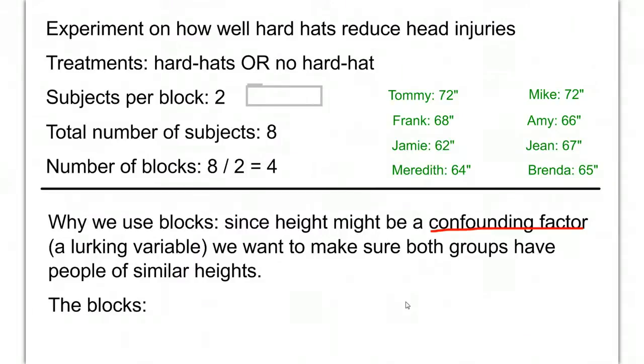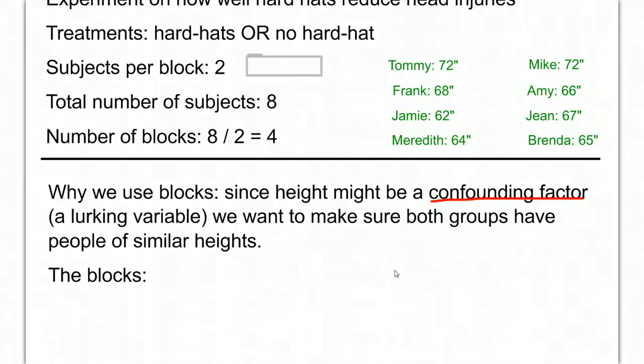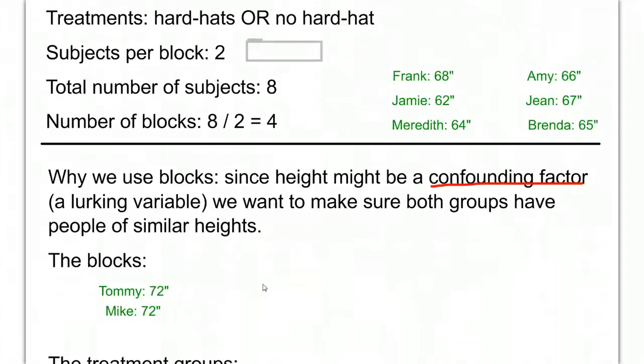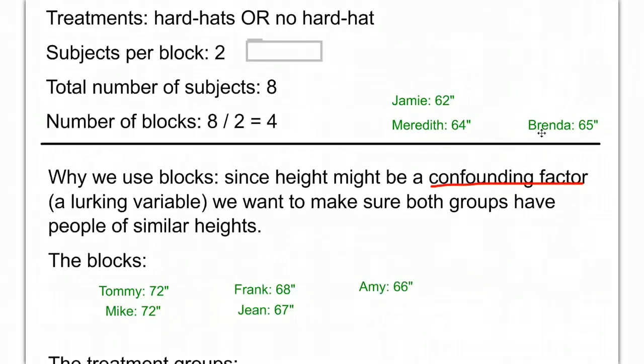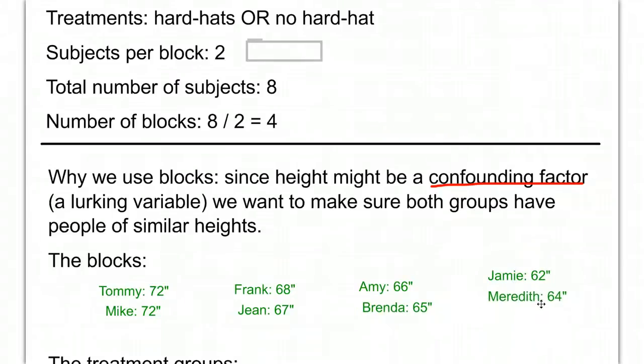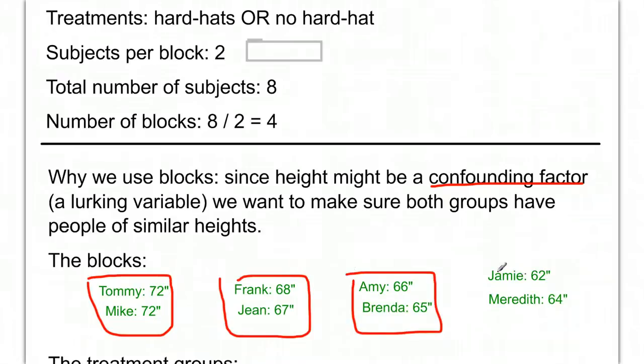So our blocks would be to take the 2 tallest people, put them together, the next 2 tallest people, put them together, and so forth all the way down to the 2 shortest people. So our 2 tallest people look like they are Tommy and Mike. So we'll pull them down together. Next 2 tallest, we have Frank and Jean. Then we have Amy and Brenda. And finally our 2 shortest would be Jamie and Meredith. These would be considered the blocks. So we have 1 block, 2nd block, 3rd block, 4th block.